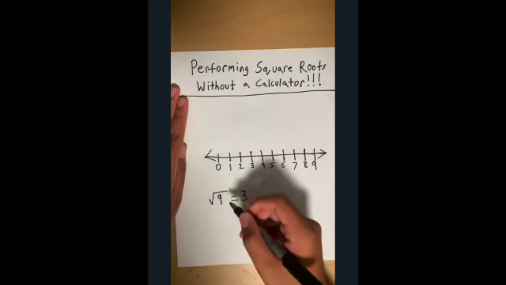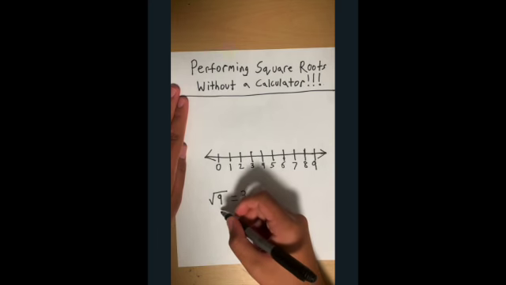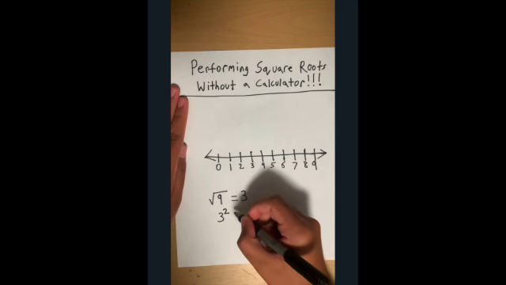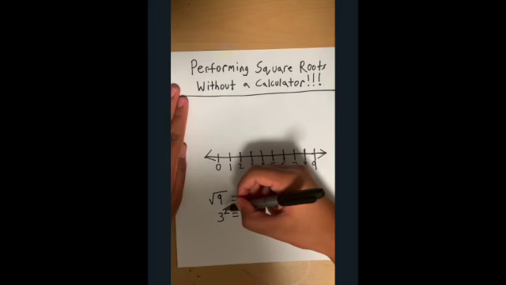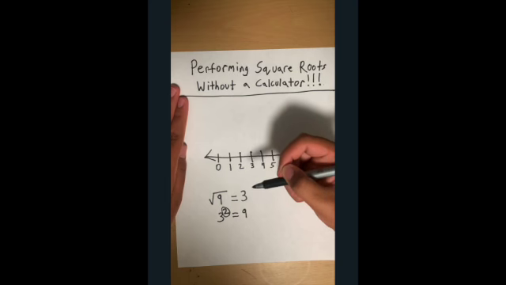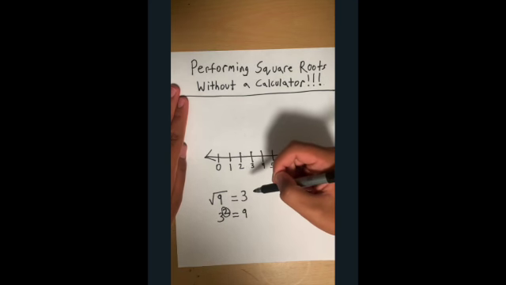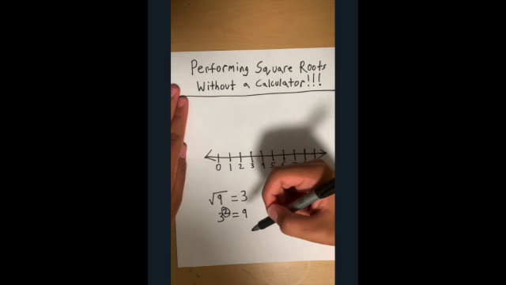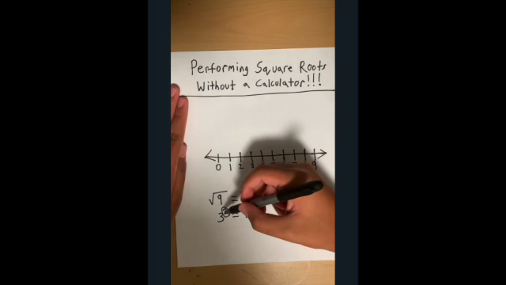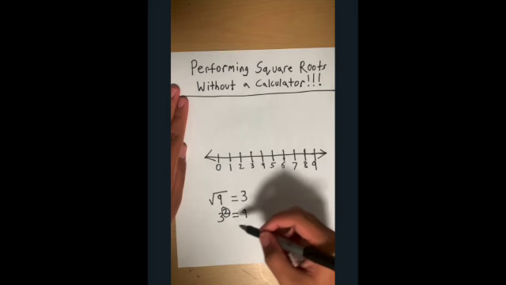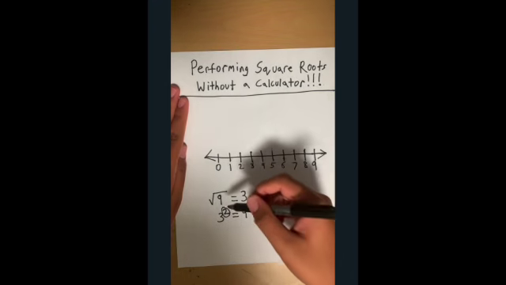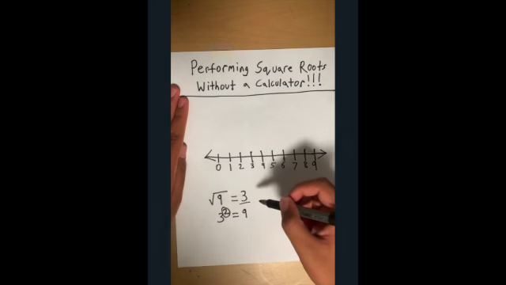To self check, you can reverse this by finding what 3 squared is, which equals 9. And the reason why is because this exponent 2 represents how many 3's you have to multiply to get the number, which will equal 9. Since you have to multiply 3 two times, that equals 9. That's a self check that the square root of 9 does indeed equal 3.